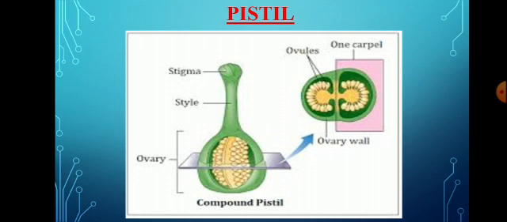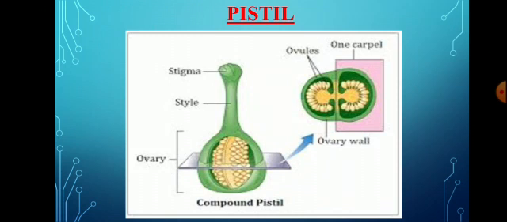Then the second part is style, which is a long tube-like structure. It is also a sticky part that attaches the stigma to the ovary. Ovary is a small swollen sphere at the base of the pistil. Pistil, first part, head is the stigma, then the base, ovary. The ovary contains small bead-like structures which are called what? Ovules.